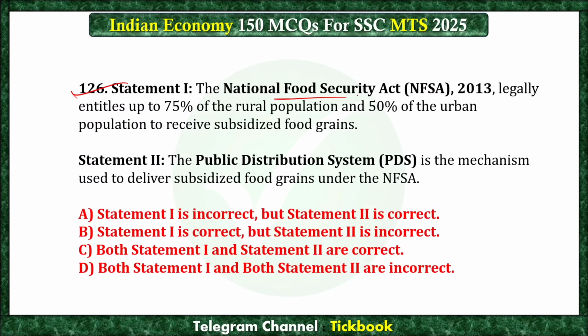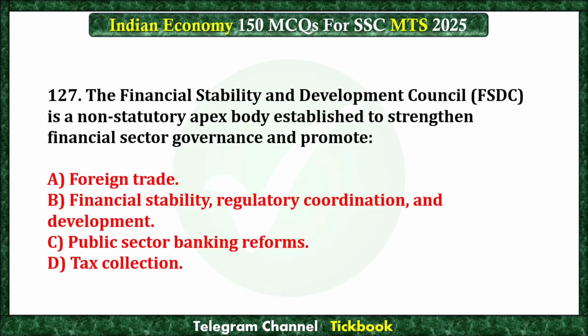126, statement 1, the National Food Security Act 2013 legally entitles up to 75% of the rural population and 50% of the urban population to receive subsidized food grains. Statement 2, the public distribution system is the mechanism used to deliver subsidized food grains under the NFSA, National Food Security Act 2013. Option number C, both statement 1 and 2 are correct.